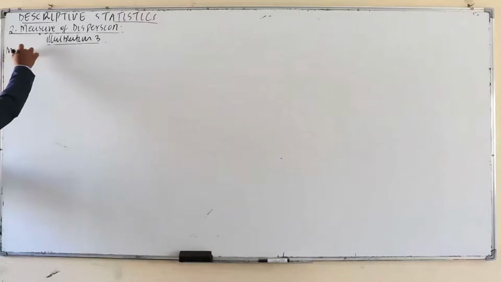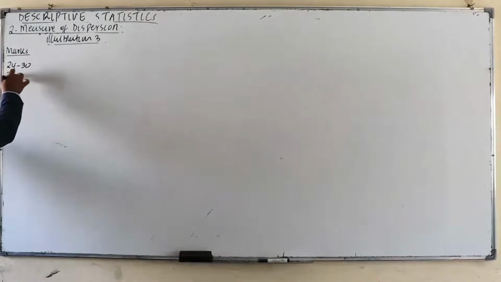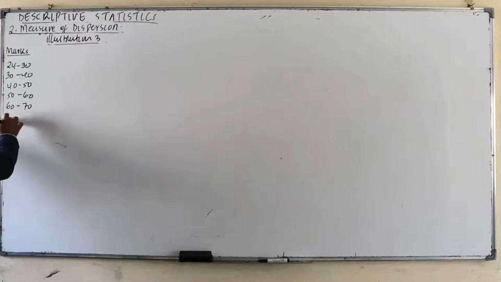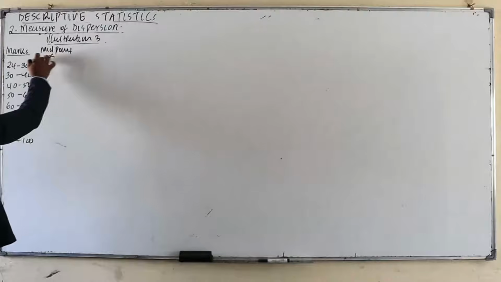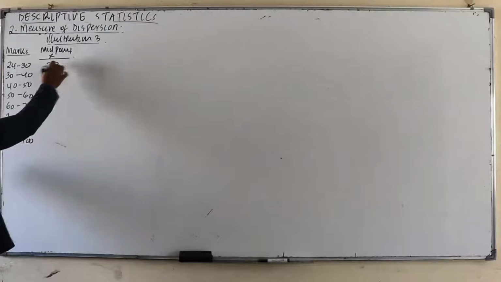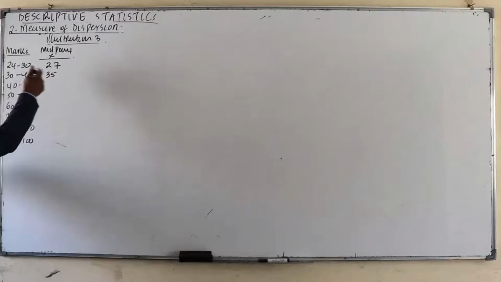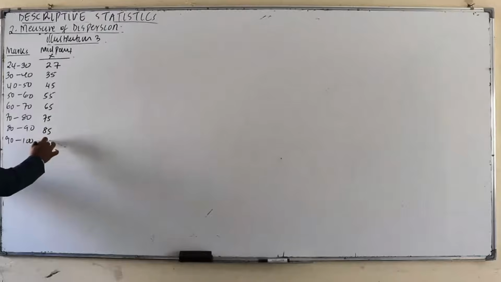So we have the marks. We have those who scored between 24 to 30, 30 to 40, 40 to 50, 50 to 60, 60 to 70, 70 to 80, 80 to 90, 90 to 100. First of all, we get the midpoint. The midpoint will be our X. 24 plus 30, you get 54. 54 divided by 2 is 27. 30 plus 40 is 70, divided by 2 is 35. 40 plus 50 is 90, divided by 2 is 45. Then 55, 65, 75, 85, 95.